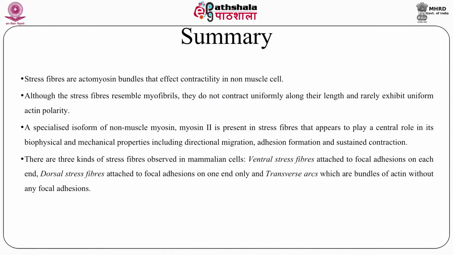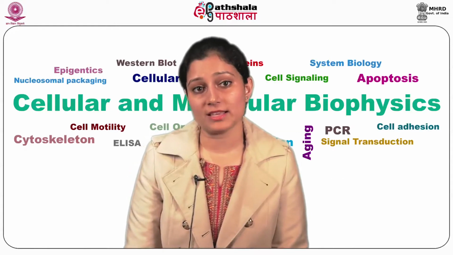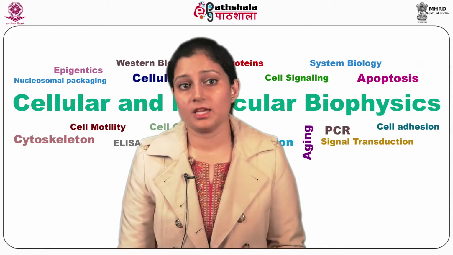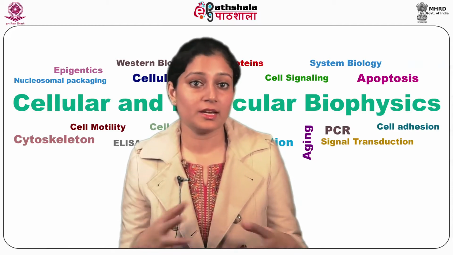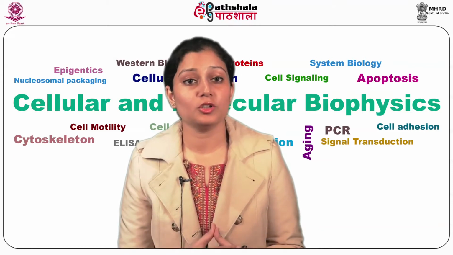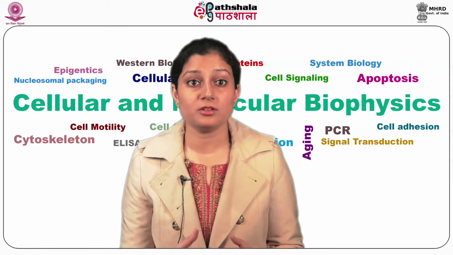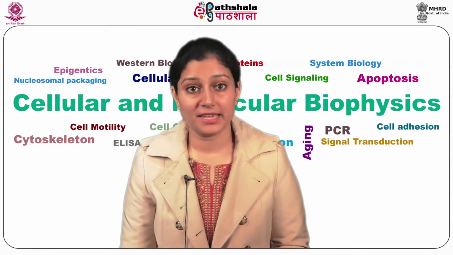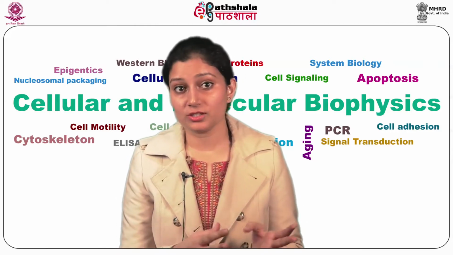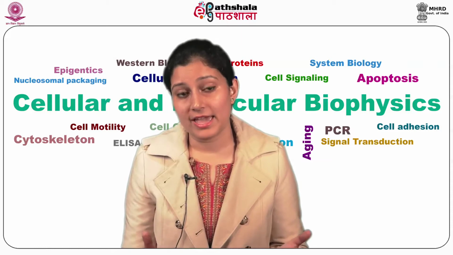Let us now summarize whatever we have learned in this module. Stress fibers are actomyosin bundles that affect contractility in non-muscle cells. Although the stress fibers resemble myofibrils, they do not contract uniformly along their length and rarely exhibit uniform actin polarity. A specialized isoform of non-muscle myosin, which is myosin 2, is present in stress fibers. It appears to play a central role in their biophysical and mechanical properties, including directional migration, adhesion formation, and sustained contraction.